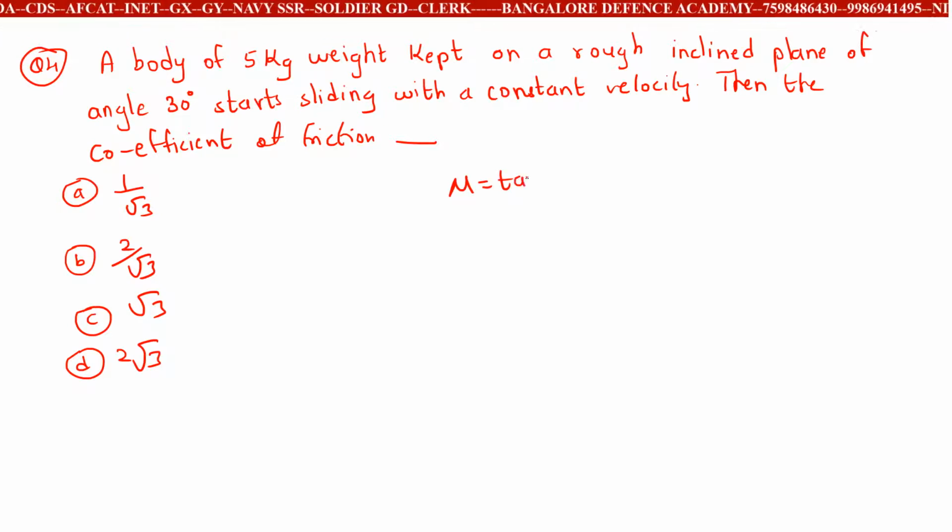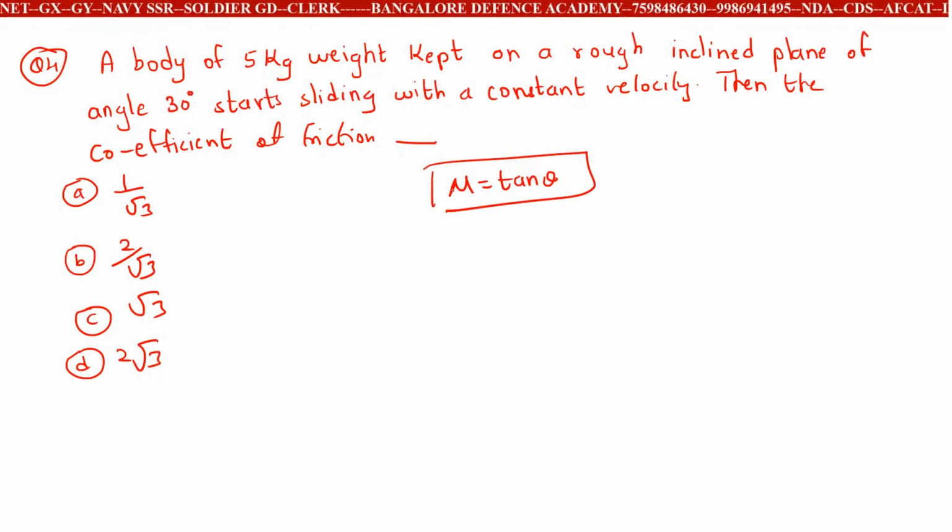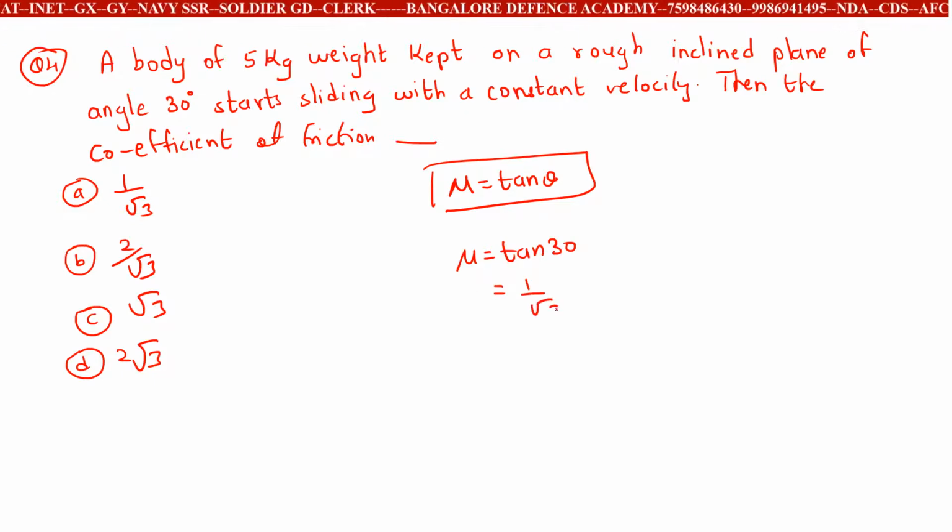You can use this formula. Mu is equal to tan theta. We have to find the mu value. Theta is 30, so tan 30, 1 by root 3 is the answer. That is option A is the right answer. Very easy direct question. They may ask you this formula related questions in your exam. Okay.